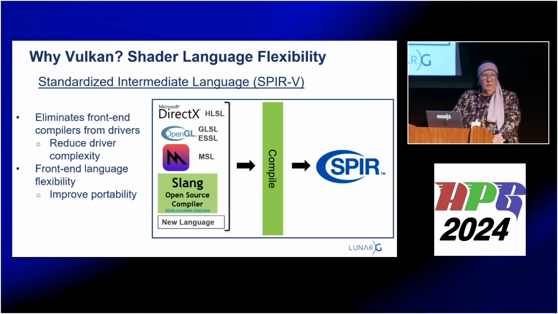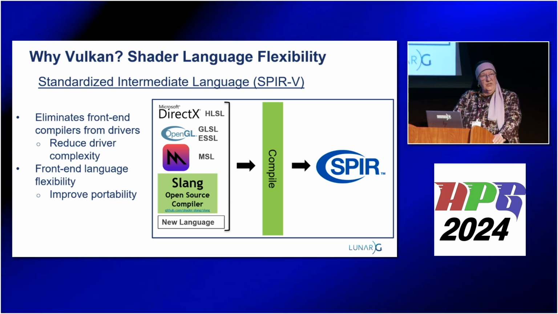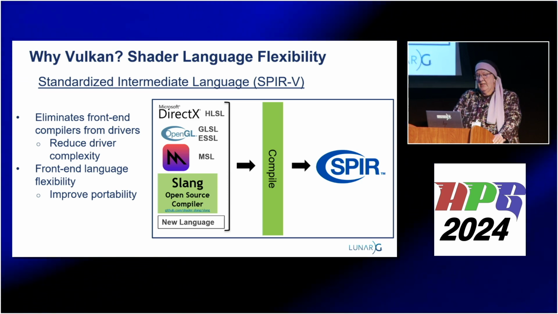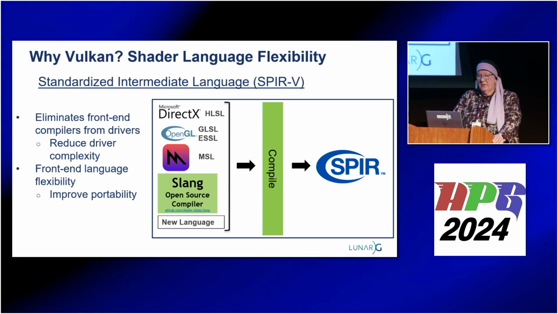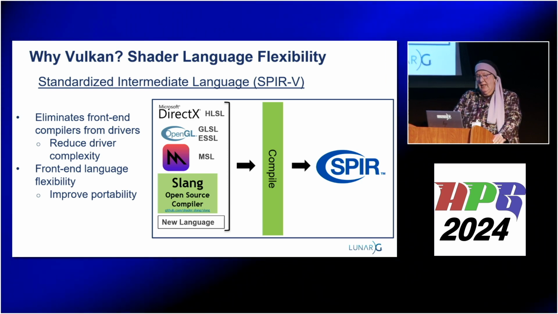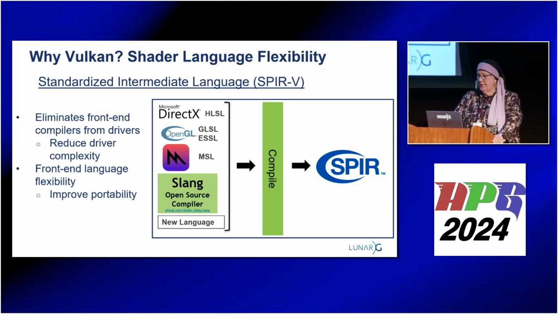You have shader language flexibility with the standardized intermediate language SPIR-V, which is the official language for Vulkan. This eliminates front-end compilers from drivers, which really reduces driver complexity, and it gives front-end language flexibility that helps improve portability for application developers.